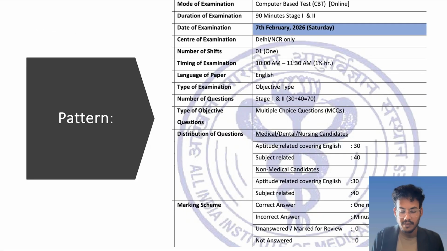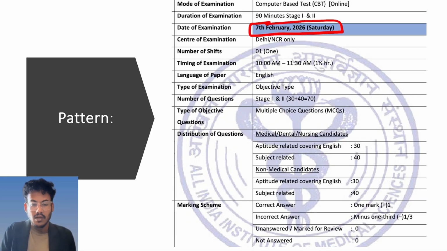So let's talk about the pattern. First of all, the exam would happen on 7th February, but the date is conflicting with the GATE examination, and people are trying to mail the director and the examination section. If anybody is in Delhi, they should visit the examination section directly and ask if it is possible to shift the date. And the last date to register is 26th Jan.